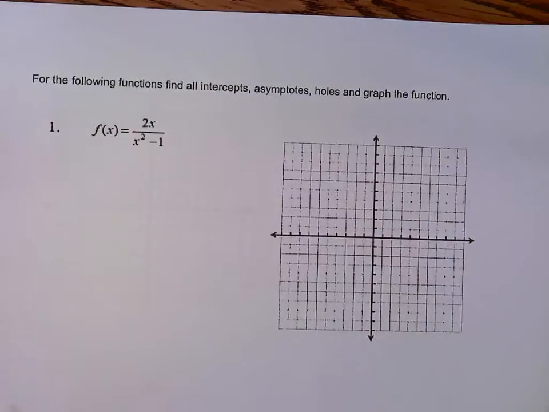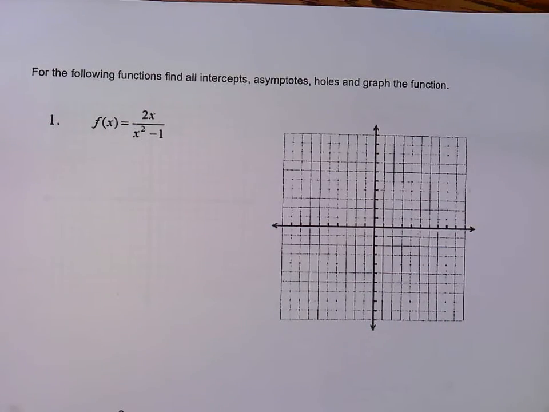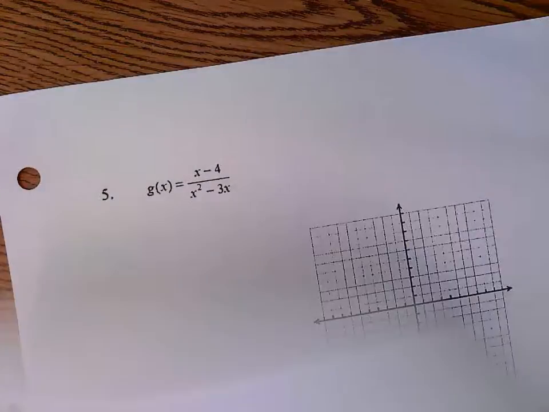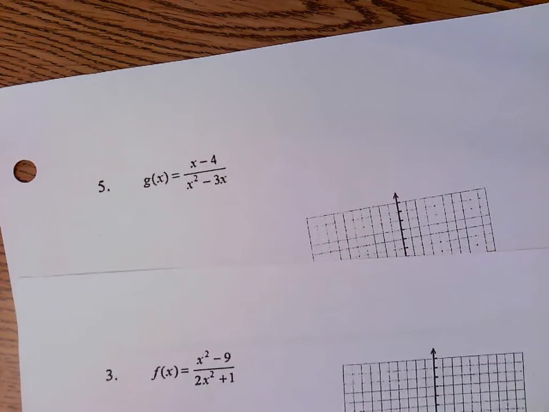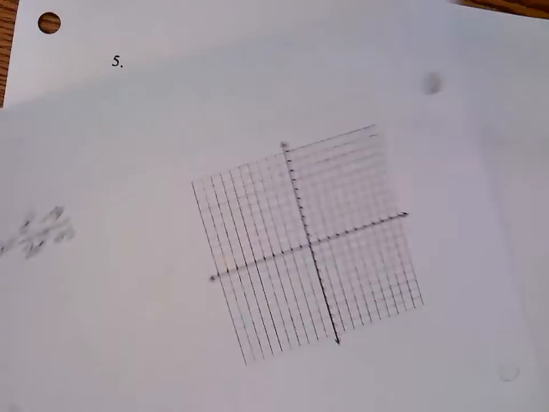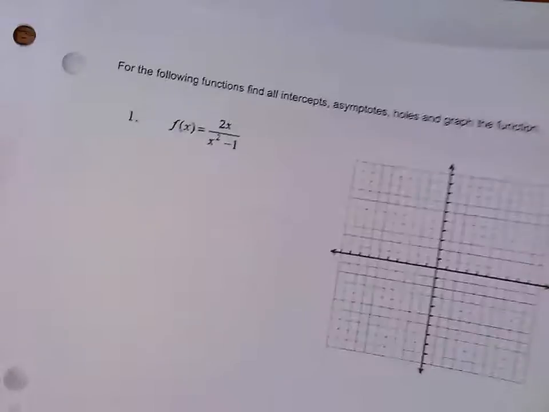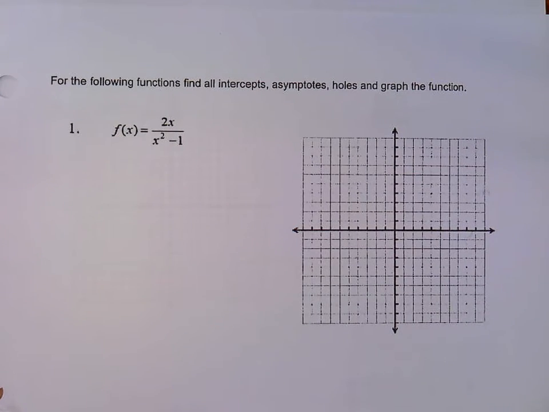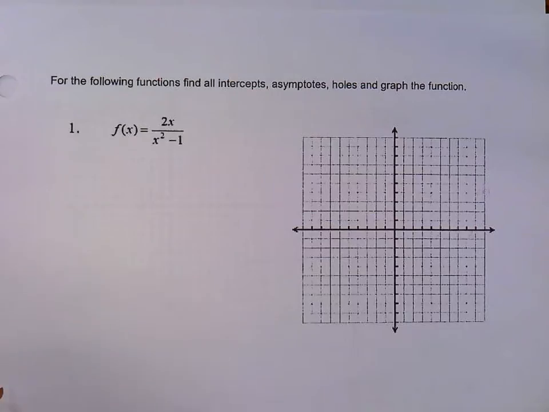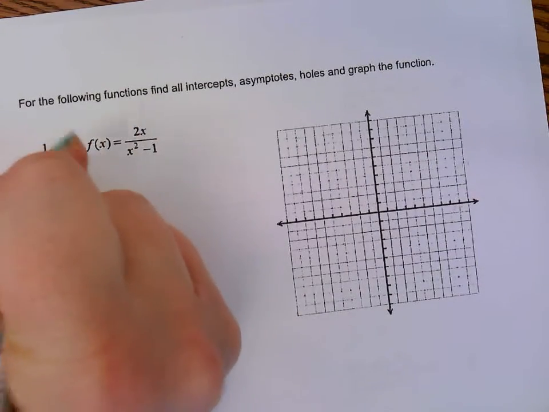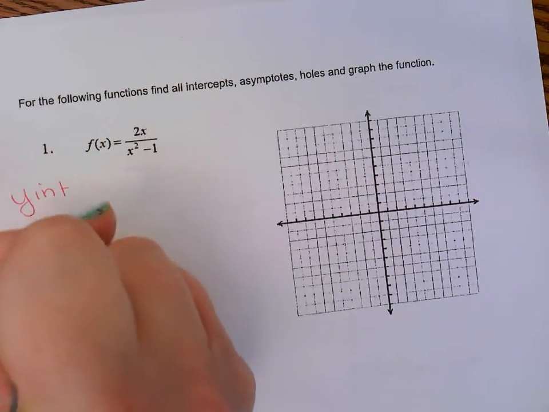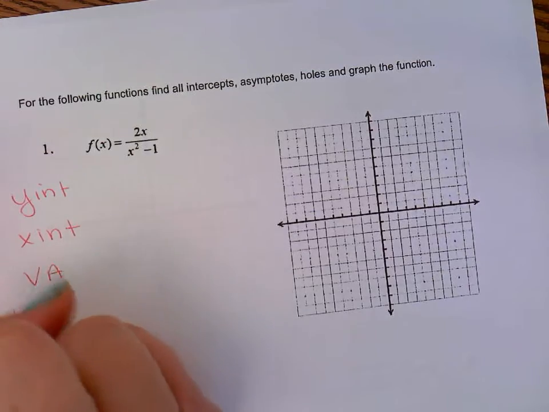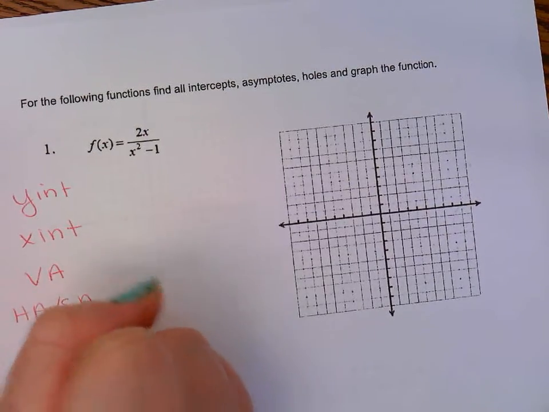All right, so number 1. I wanted to make sure I did one that has a, none of these have slant asymptotes. So that's all right. We'll have to practice that on a different page. All right, so this is the next page of 25. So I'm going to make a list for myself. I'm going to find the y-intercept, the x-intercept, the vertical asymptote, and the horizontal or slant asymptote.